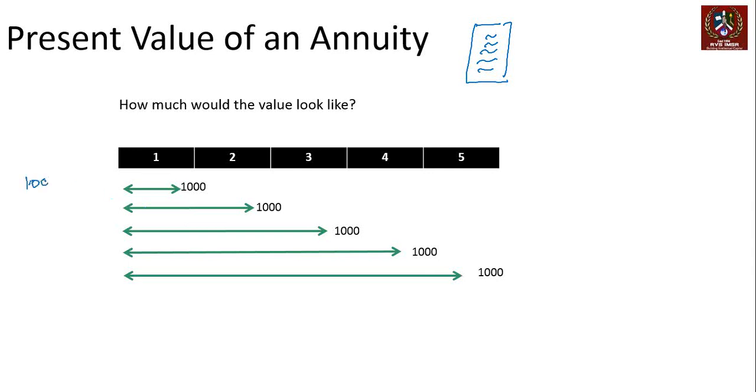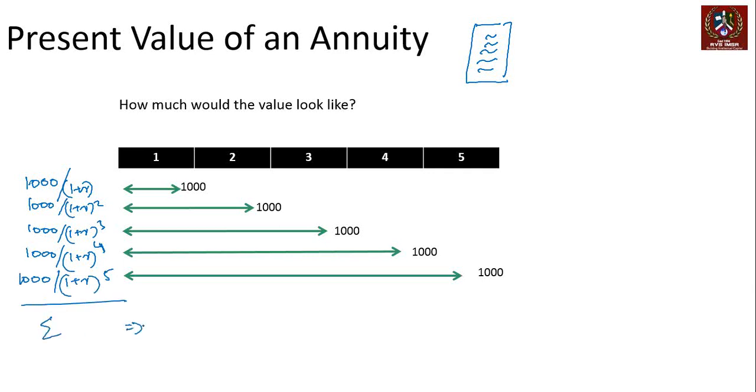The present value of this 1,000 is 1,000 divided by 1 plus R. The next one is 1,000 divided by 1 plus R square, 1,000 divided by 1 plus R cube, 1,000 divided by 1 plus R to the power 4, and the final one is 1,000 divided by 1 plus R to the power 5. The summation of these will give you the present value, correct?